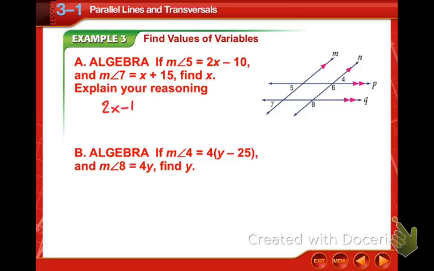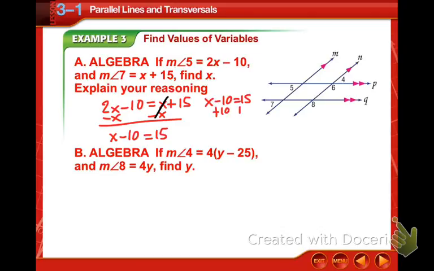So 2x minus 10 is equal to x plus 15. So we subtract x from both sides. We're left with x minus 10 is equal to 15. We're going to add 10 to both sides. X is equal to 25. And it just says to find x, so we found it.